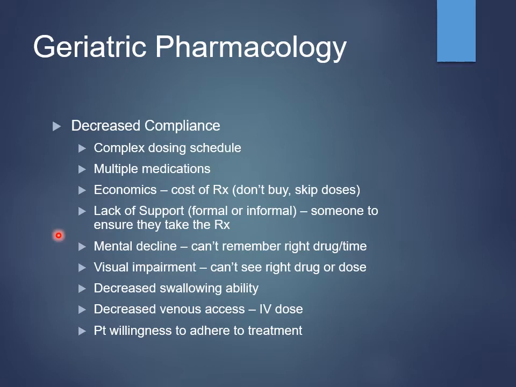Certainly lack of support can be a problem here. Mental decline, if they can't remember which drug to take and when to take it. Have they already taken it today? Who's to say? So that can be a problem here. I mentioned visual impairment being a problem. Certainly if they have dysphagia, so imagine later stage Parkinson's patients, or if they have had a stroke previously, things like that can make it very difficult. How could you get around that?